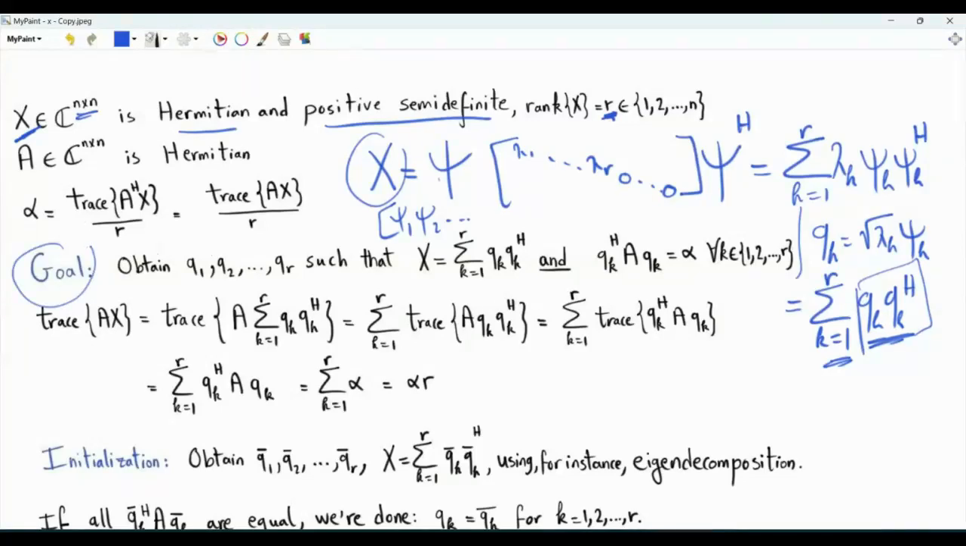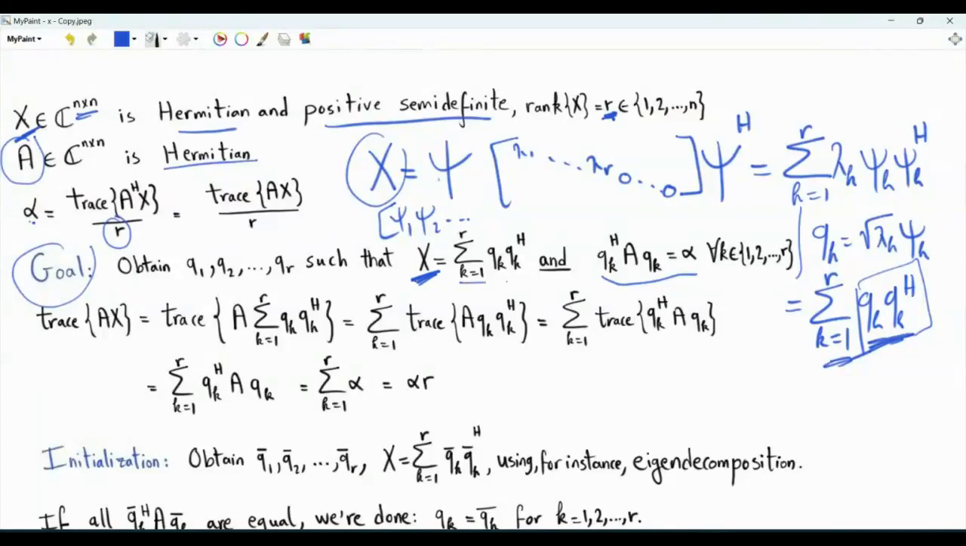Our goal here is to find a decomposition of X that looks like this, but we also need to satisfy a bunch of constraints. Those constraints are related to another matrix A. A is a Hermitian matrix. The inner product between A and X divided by the rank of X is alpha. So alpha is the trace of A Hermitian X over R. And because A is a Hermitian matrix, this is just the trace of AX over R.